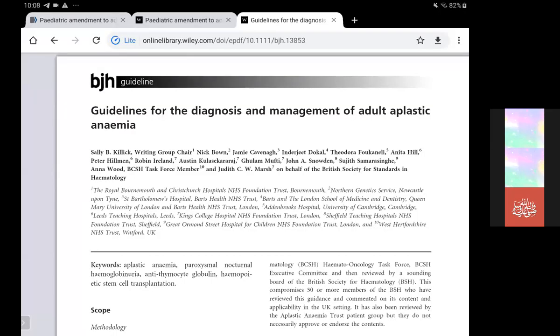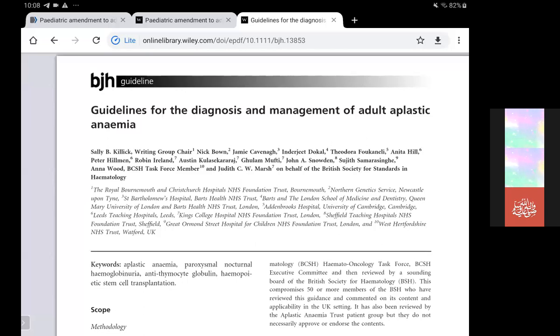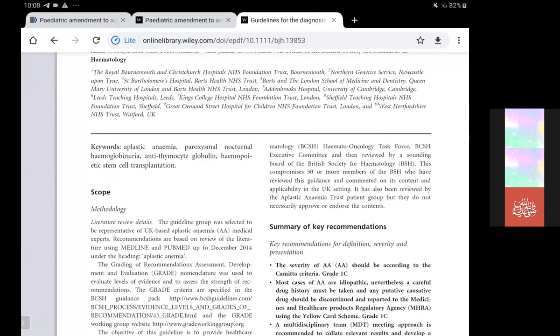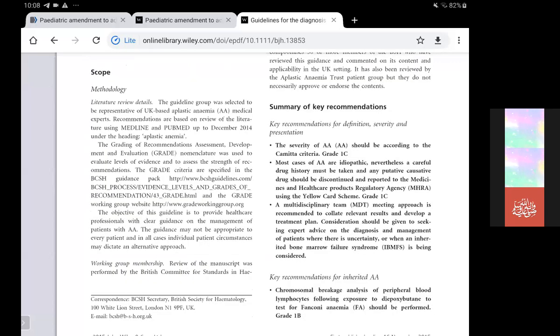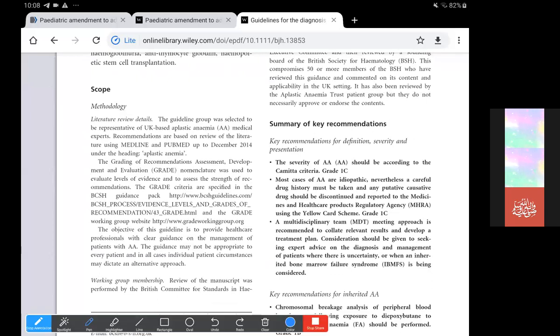Now regarding these guidelines for the management of adult aplastic anemia, it's important that we keep in mind the Camitta criteria. This is referred to a lot in other studies, also severe. Then also the recommendation that most of the cases of adult aplastic anemia are idiopathic.